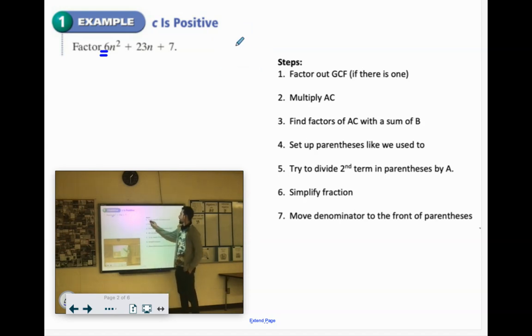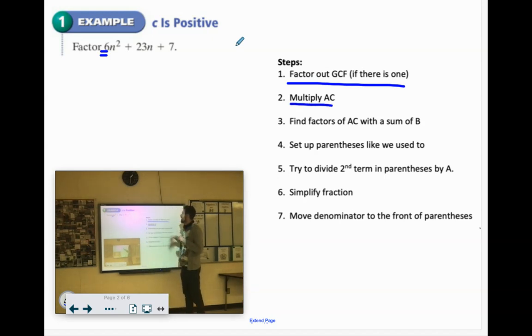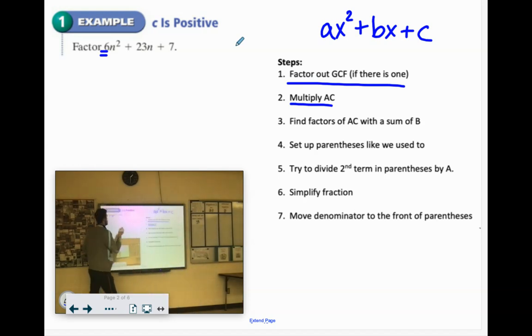Step 1, it says factor out a greatest common factor if there is one besides 1. So is there anything that goes into 6, 23, and 7 except for 1? No. So then it says multiply a and c. Now it goes ax squared plus bx plus c. So whatever has the squared would be your a. Whatever doesn't even have a variable would be your c. So we're multiplying 6 times positive 7, which is 42.